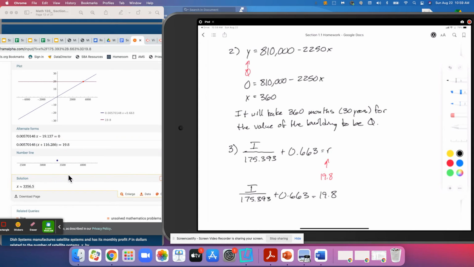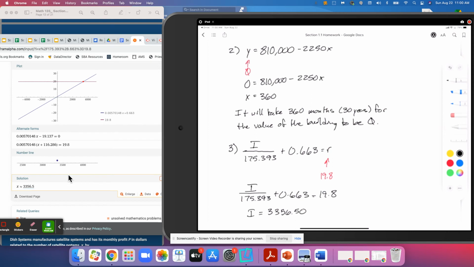We've got a solution of X, which for us is I. I is equal to $3,356.50. And you'll notice I didn't leave it as a 0.5 like Wolfram has it because we're talking about money, so I'll always go to the tens place.